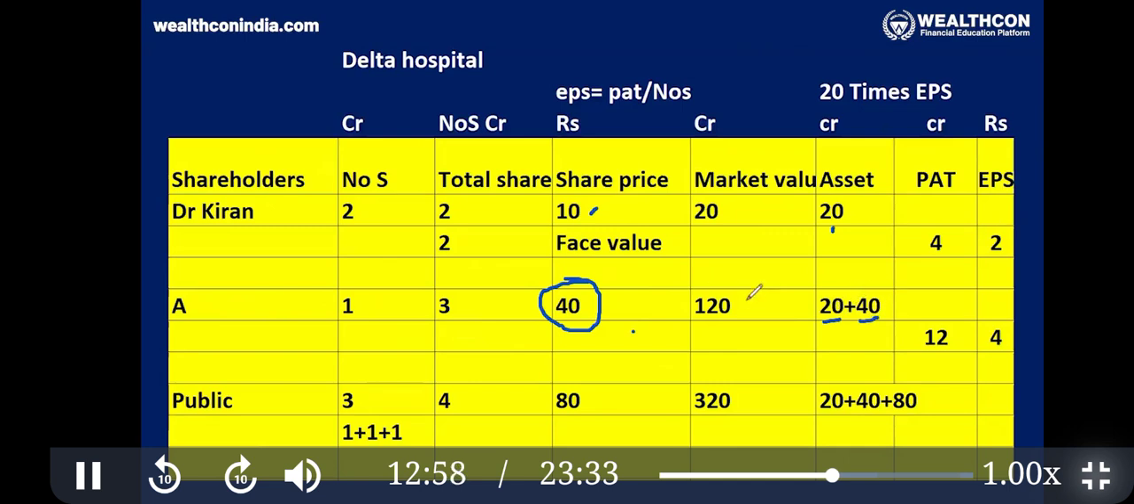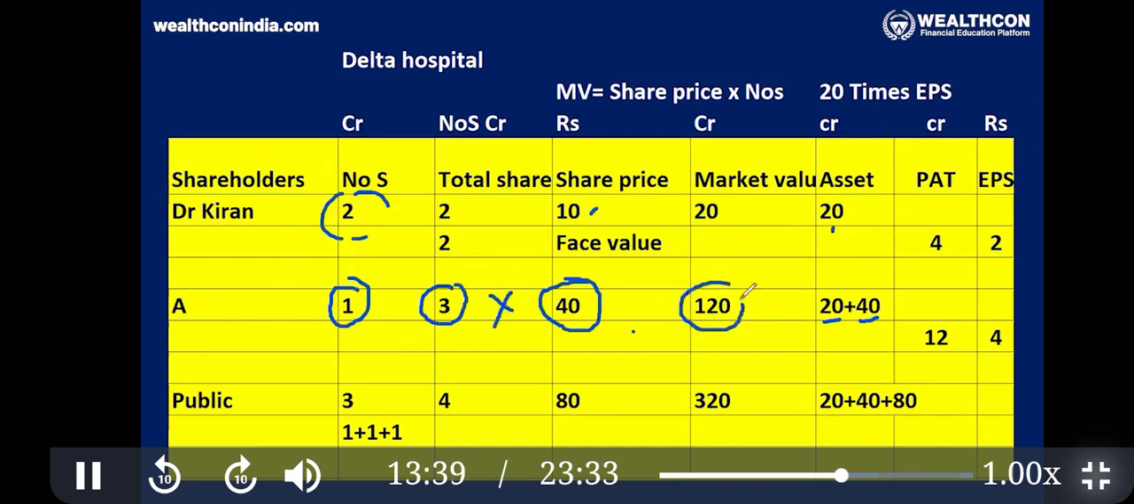What will be the market value as of now? The market value or market capitalization, write down now. Market value, also called market capitalization, is equal to share price, that is the market share price now, multiplied by the number of shares at that moment. How many shares are existing at this moment? 3. Why 3? Initially, 2 were issued to Kiran. Now an additional 1 is issued to A. So now the total number of shares is 3. Share price is 40. So if you multiply the total number of shares by share price, you get the market value. It is also called market capitalization. The meaning is one and the same. Market capitalization is market value, which is calculated from the number of shares multiplied by share price.